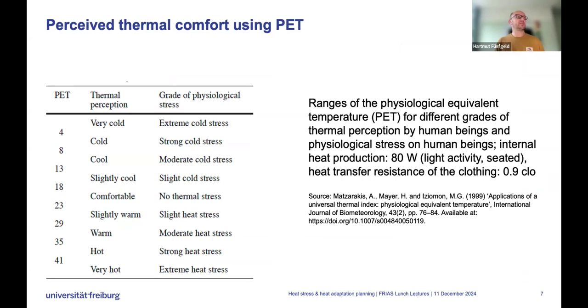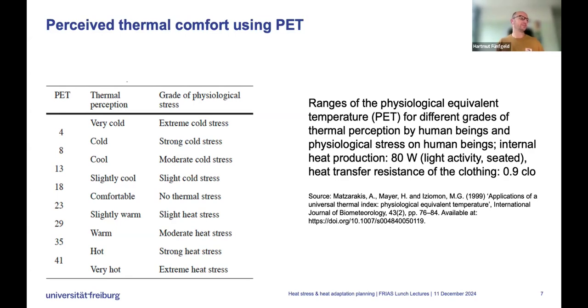The perceived thermal comfort is something that people have started to measure in the last 30 years, and they've come up with the physiologically equivalent temperature, PET, which you might have also heard about. PET basically covers different grades of thermal perception in relation to physiological stress, for a person doing light activity like we are doing right now, perhaps seated, and wearing a certain type of clothing.